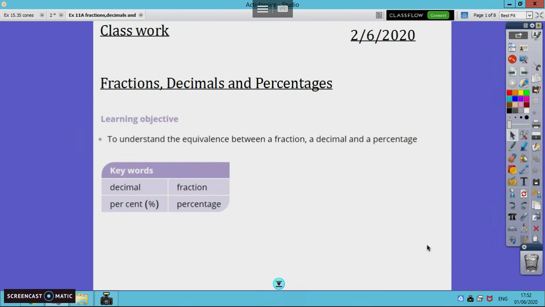So, our learning objective is to understand the equivalence. That means that things are equal between a fraction, decimal, and a percentage. So we know that we can write a number as a fraction, as a decimal, and as a percentage, and they all are equal. It's just different ways of writing it. So pause the video, make sure you've got that down, you've underlined the things that need to be underlined, and be ready to move on, please.